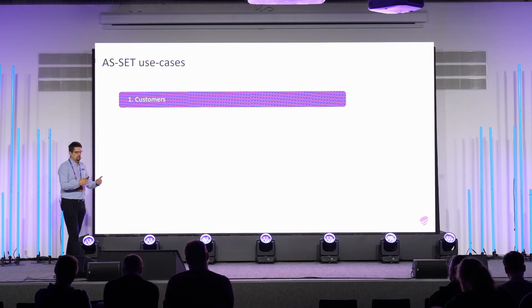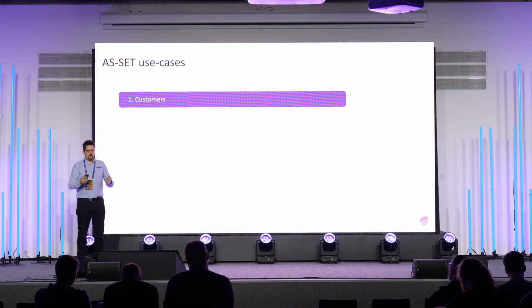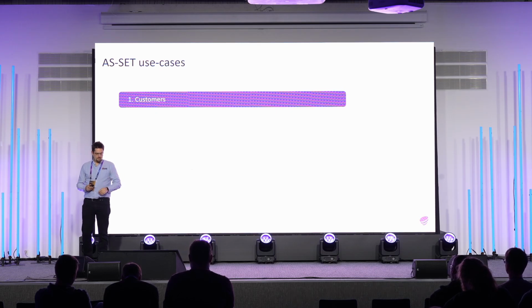And there are three kinds of use cases for AS sets. The first and most important is to document who your customers are. And this is really to show the internet, this is my network, my AS number, and the customers behind it. So what can you expect that I will be announcing to the internet? This is a really, really key component and the most common use case.